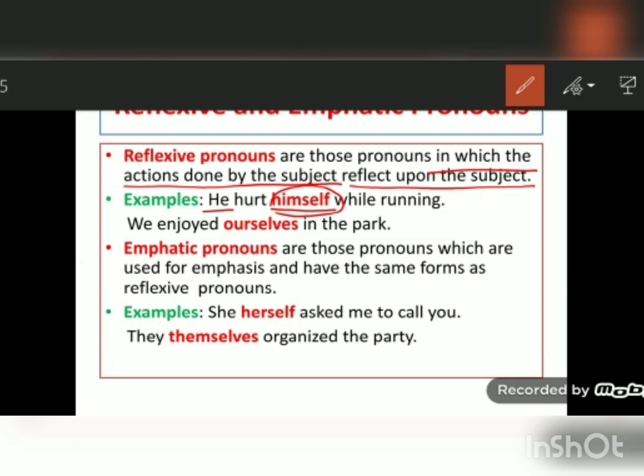Second example is we enjoyed ourselves in the park. So we is the subject here. We enjoyed ourselves. Ourselves is the reflexive pronoun.